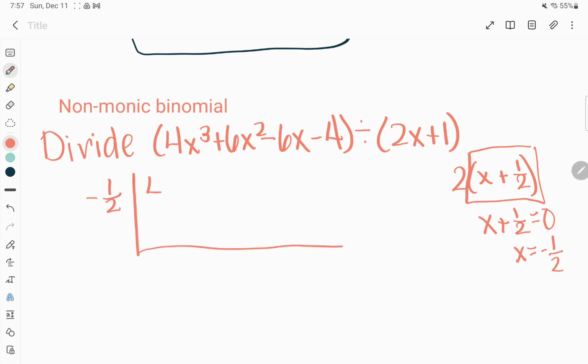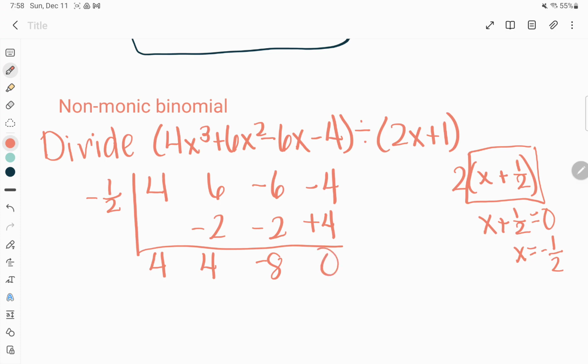I'm going to set it up the same way that I normally would. And I have 4 getting brought down. Multiply that by negative 1/2. That's going to give me negative 2. 6 minus 2 is 4. And then multiplied by negative 1/2, again, gives me negative 2. Negative 6 plus negative 2 is negative 8. Negative 8 times negative 1/2 is positive 4. And negative 4 plus positive 4 is 0. So awesome. This has a remainder of 0.